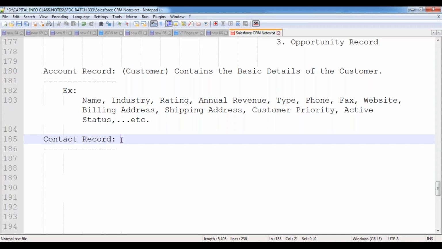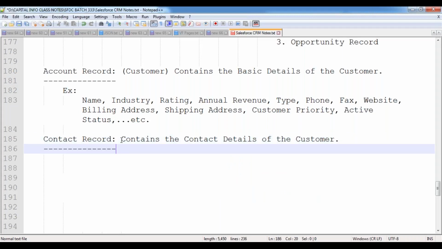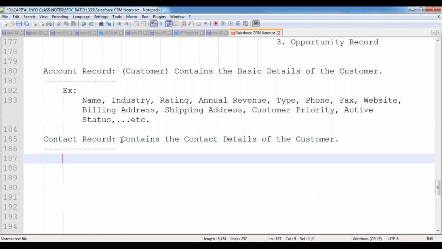He may be a VIP person also. He may be a politician also, so that he is having one assistant or he is having a manager. We need to contact that manager. What is that manager's contact number? What is his mailing address? The whole information we can capture so that we store all the contact details. Now, it contains the contact details of the customer. In order to store the contact details of the customer, we are using the contact record.